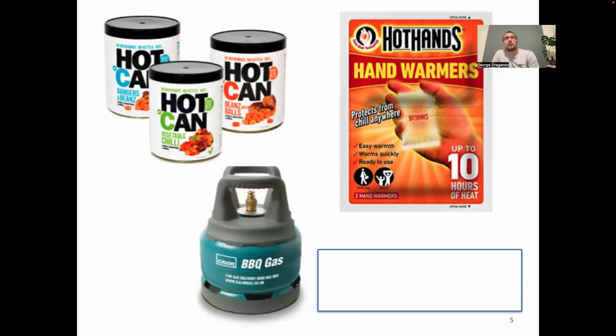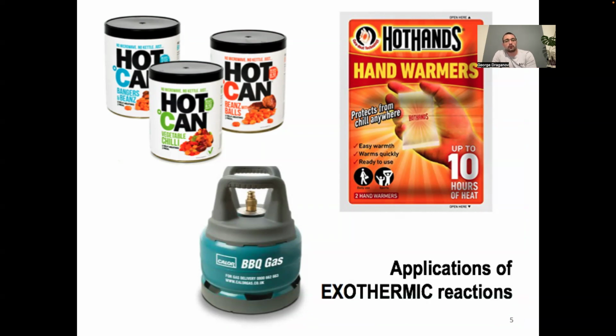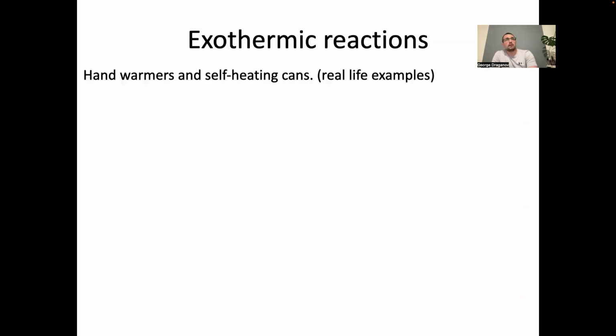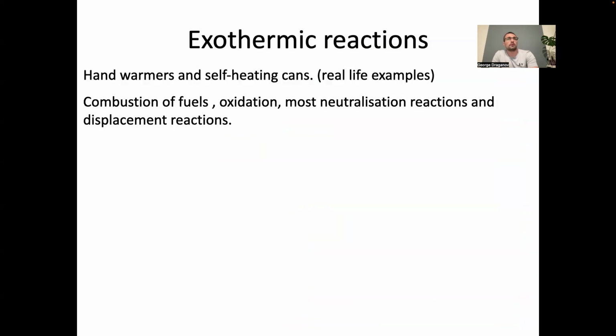Real life examples will be hand warmers, where you squeeze it and it makes warmth, or self-heating cans, or a barbecue stove where you light the gas with a match. So these were some exothermic reactions. In summary, we have hand warmers and self-heating cans. We have combustion of fuels. We have most neutralizations and displacements.